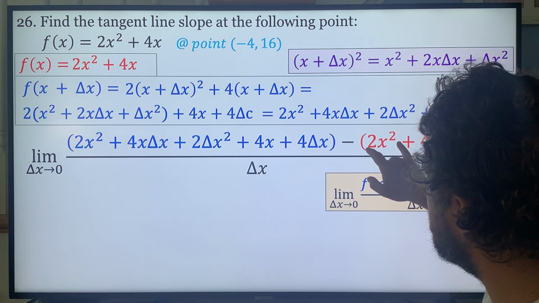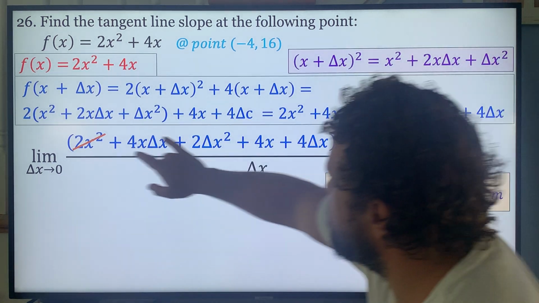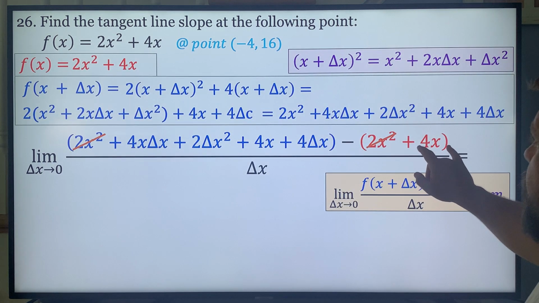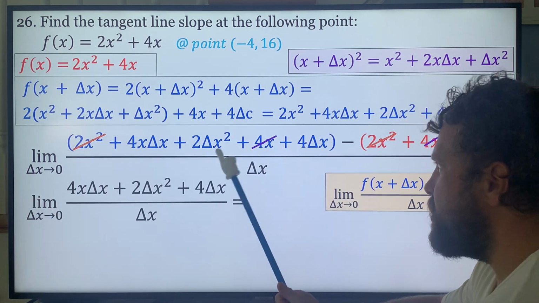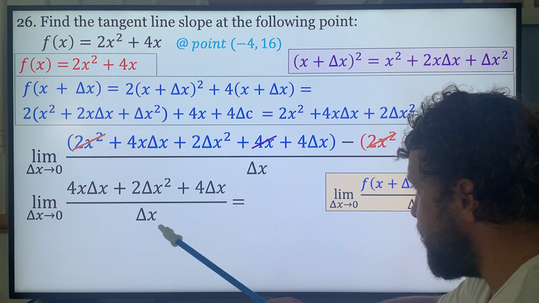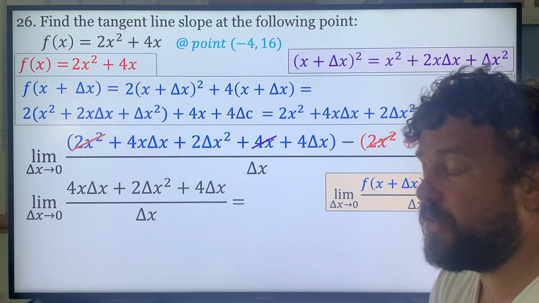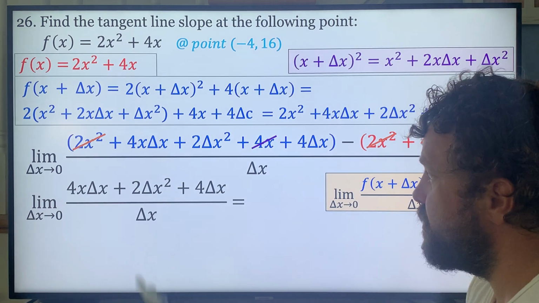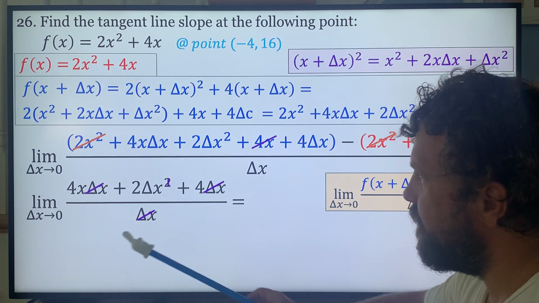These always cancel out, so look for the 2 delta x squared. 2x squared. Look for 4x. Okay, so you're left with the middle: 4x delta x plus 2 delta x squared plus 4 delta x, over delta x. Notice you have delta x's in all of them, so you can reduce them. If you didn't, you probably messed up somewhere. Take 1 out, you're left with 1. Take the 1 out.